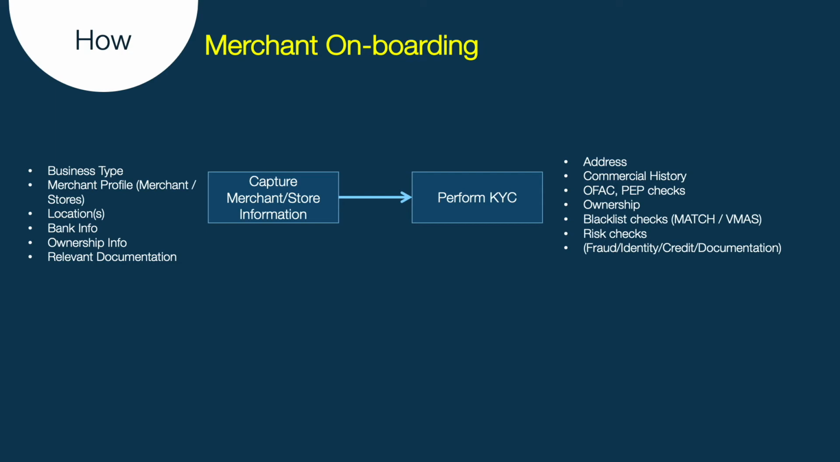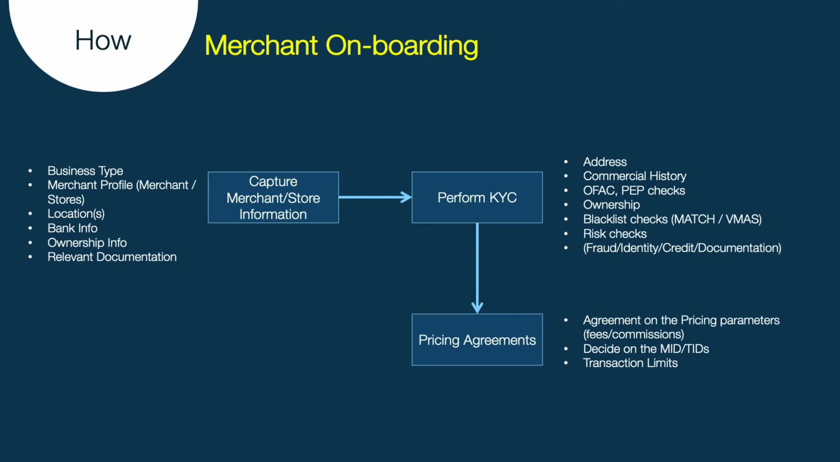Additionally, AML checks like OFAC, PEP, where PEP means politically exposed people, and any blacklist checks of the merchants would be performed against the Match and VMAS databases. Match is MasterCard's database, and VMAS is Visa's database of negative merchants. And additionally, the acquiring bank's own risk checks would also be performed. In essence, the fraud, the identity, the credit, and the documentation verification would be performed.